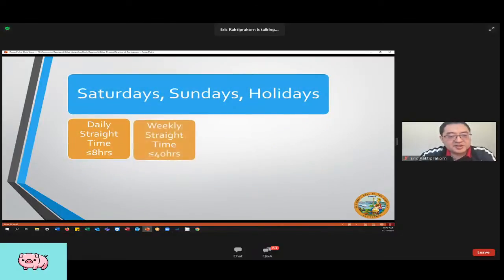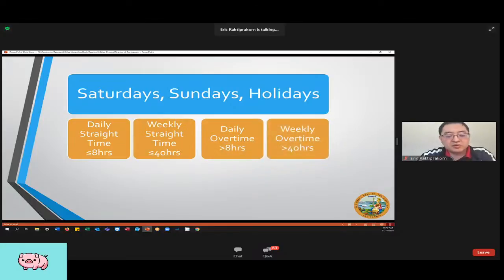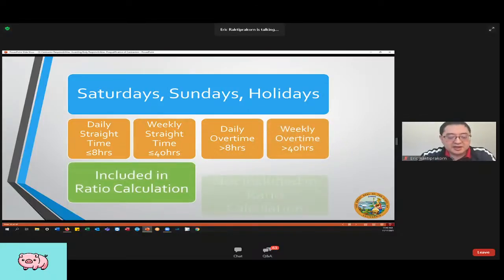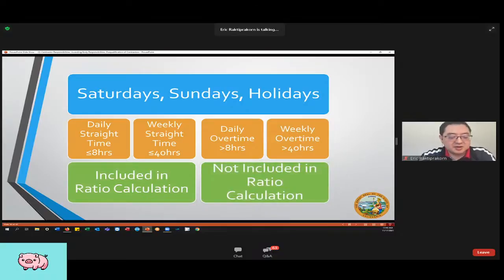The graphic demonstrates journeyman hours for the ratio calculation if work was performed on Saturdays, Sundays, and holidays. So the same thresholds still apply, so long as the hours within a day do not exceed 8 hours or within a week do not exceed 40 hours, these journeyman hours are considered in the calculation for minimum ratio.